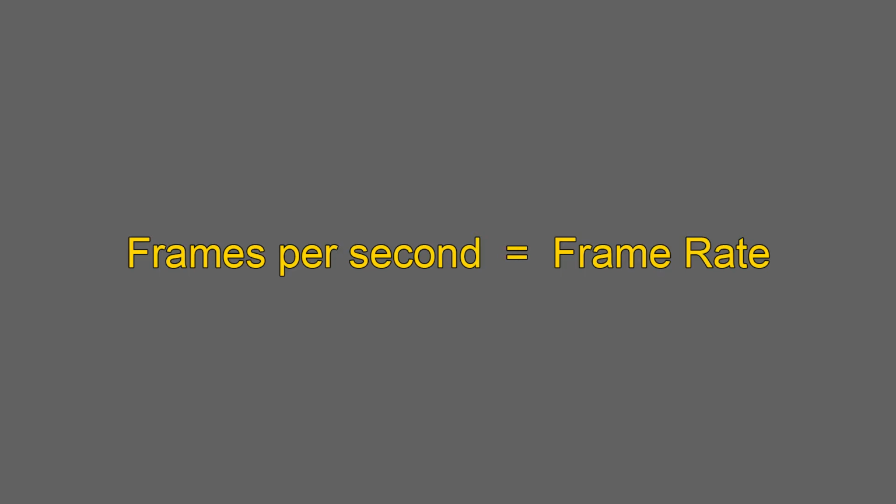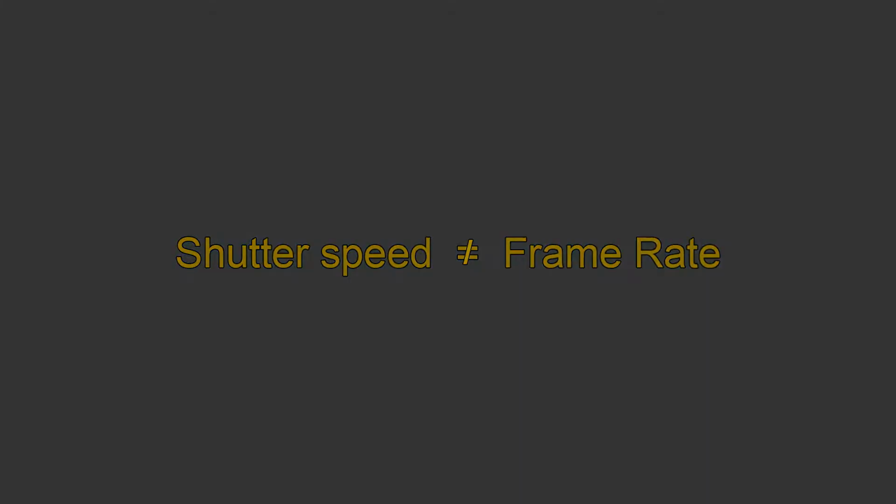Each one of these frames is exposed much like a photograph with its own shutter speed, aperture, and ISO. When you're setting the shutter speed of your video, you're setting the shutter speed for each individual picture. Shutter speed and frame rate are not the same thing. Before we set the shutter speed, we need to pick a frame rate.